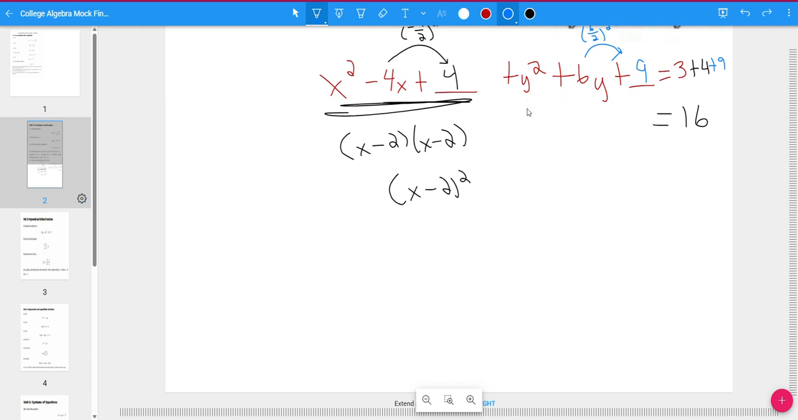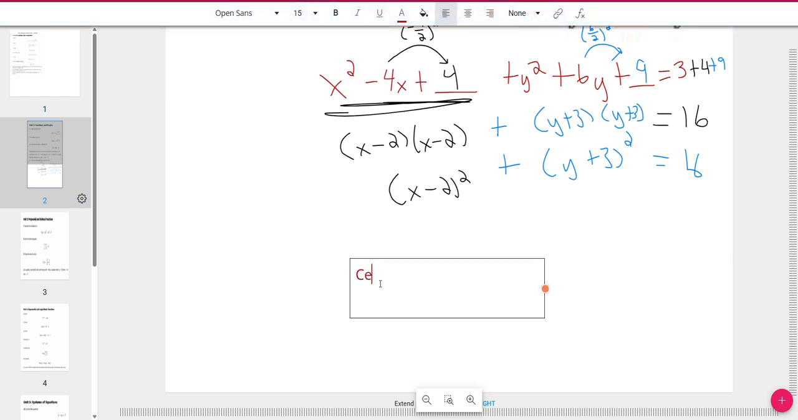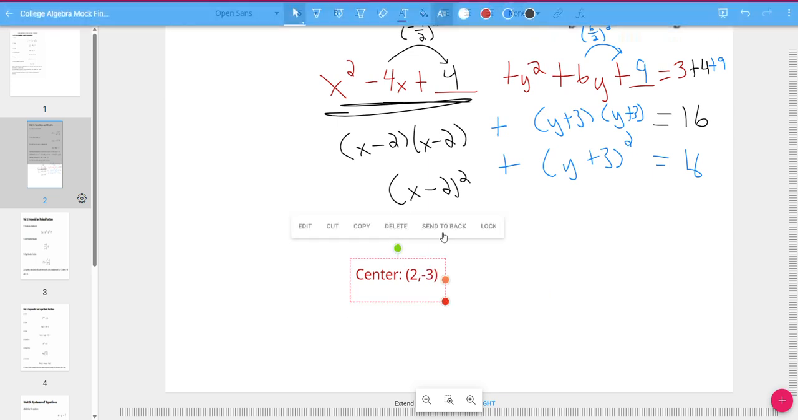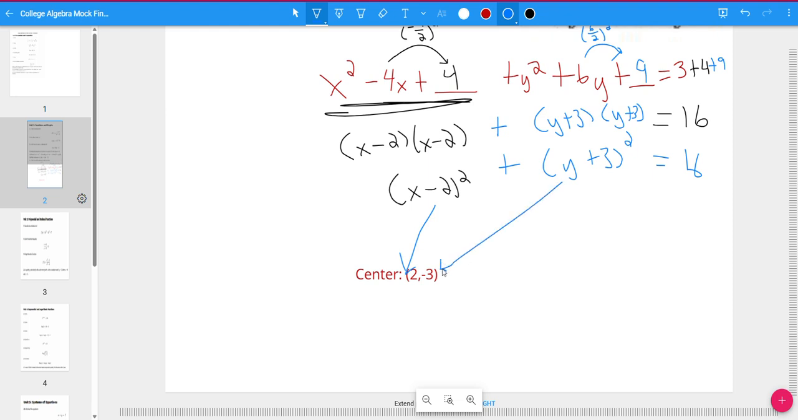So right here, what adds to 6 and multiplies to 9? That's going to be y plus 3, y plus 3, and I'm going to bring down my 16. So I can write this as y plus 3 squared. So remember, my center of this circle comes from the parentheses, and parentheses are liars. So my center, instead of x is negative 2, the number in the parentheses there is 2, and negative 3. So parentheses are liars, x here and y here, okay?